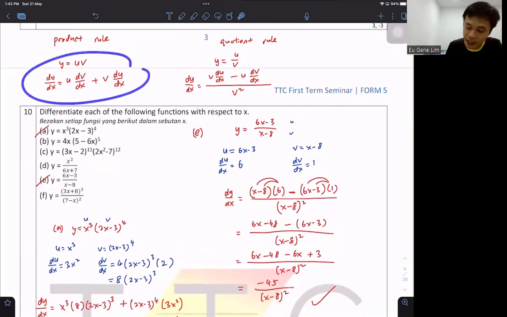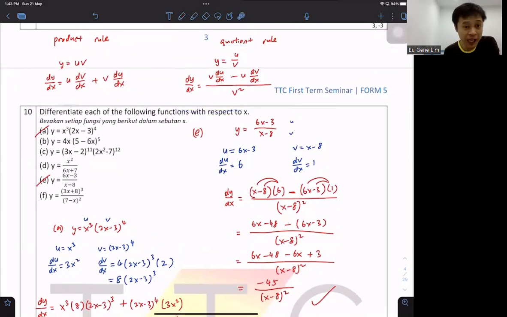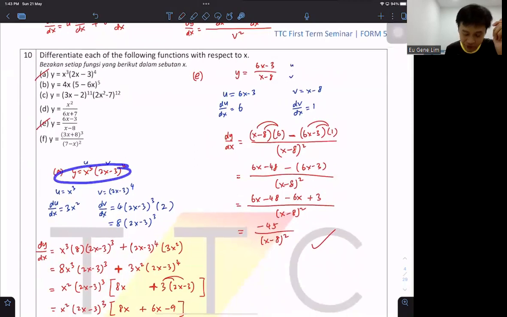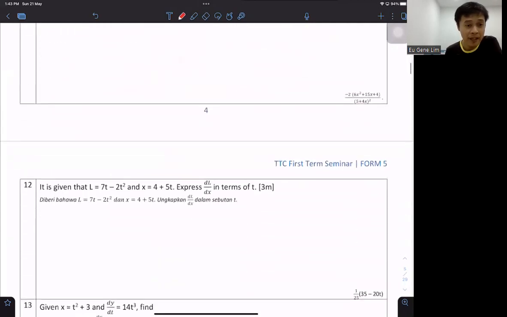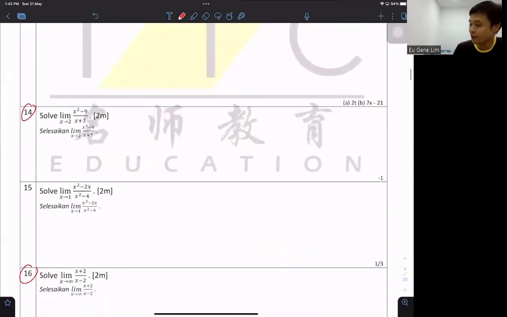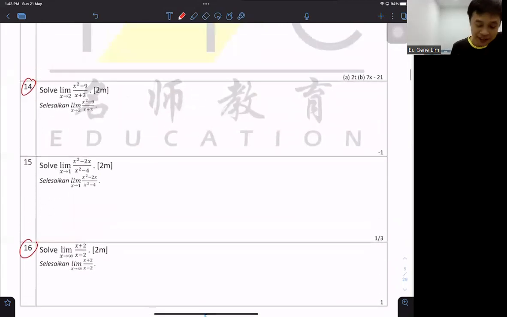Okay, product rule and quotient rule. So you look at the question. If the equation is like this, you have to use quotient rule. If the equation is like this, you have to use product rule. Understand? Okay, let's go to the next one. Now let's go to question 14. Like another topic already, a different topic.